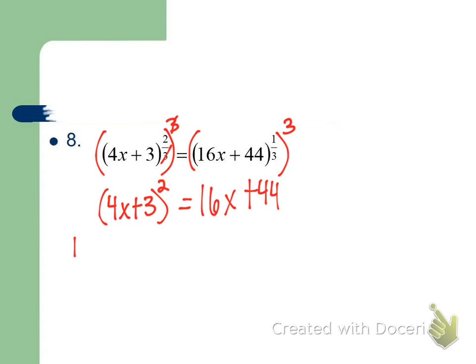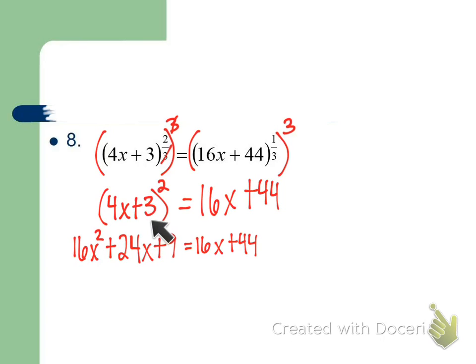Anybody get it yet? 16x squared plus 12x plus another 12x. 12x plus 12x would give us 24x. And then on the end we would have plus 9.